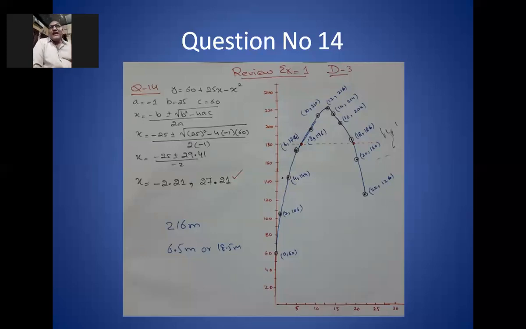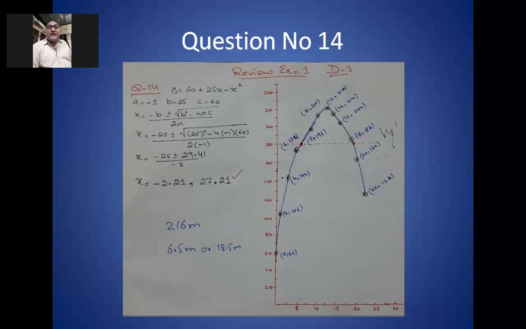Okay, so we are moving to the next question. The next question is question number 14. A stone was thrown from the top of a vertical tower into the sea. Its position during the flight is represented by the equation y equals to 60 plus 25x minus x squared, where y meters is the height of the stone above the sea level and x meters is the horizontal distance from the foot of the tower. X is representing the horizontal distance from the foot of the tower, and the y is representing the height from the sea level.